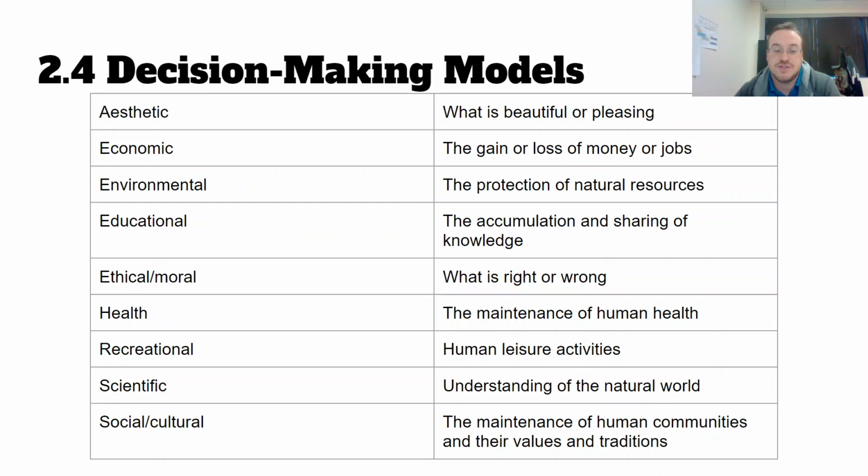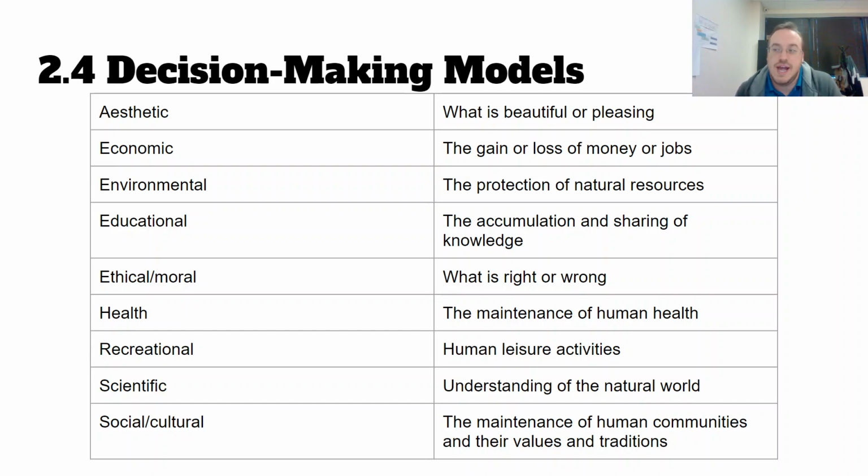Moving on, recreational values consider human leisure activities. What are you doing in your free time? Are you playing golf? Are you riding a bike? Are you just going on a drive? Are you taking a walk in a park? Are you going swimming? Those are recreational activities. Scientific values are a very broad spectrum here, and it's just our understanding of the natural world. So it covers some of the other ones we've already talked about, like environmental, as well as health.